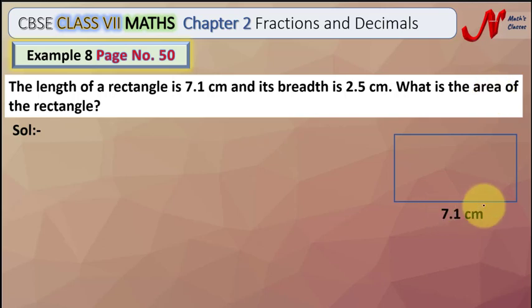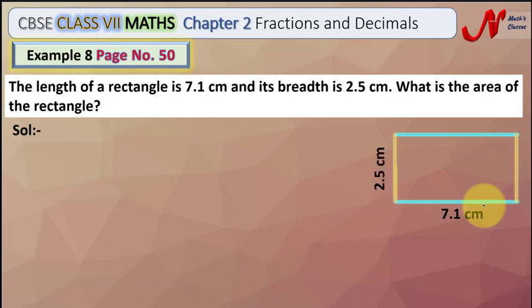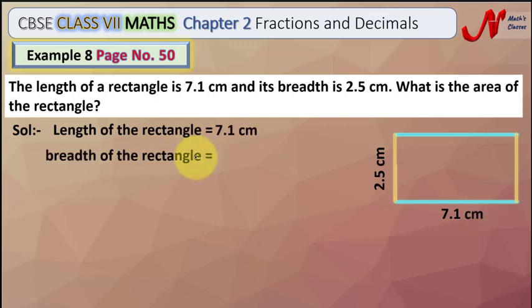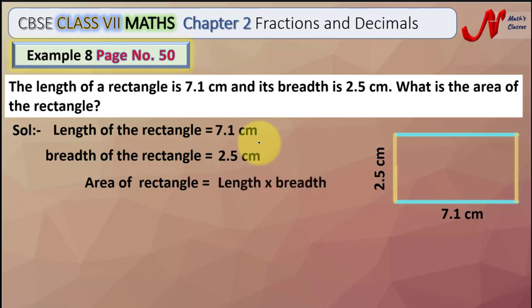So here the length of the rectangle is equal to 7.1 centimeters, and the breadth of the rectangle is equal to 2.5 centimeters. We already know that the area of the rectangle is equal to length into breadth. So here, length is 7.1 centimeters into breadth 2.5 centimeters.